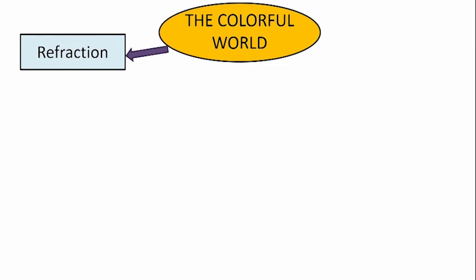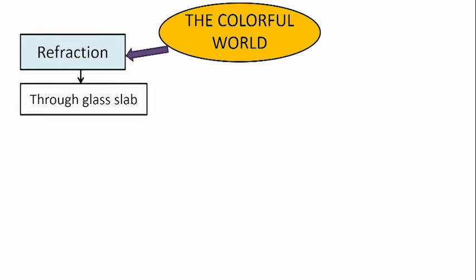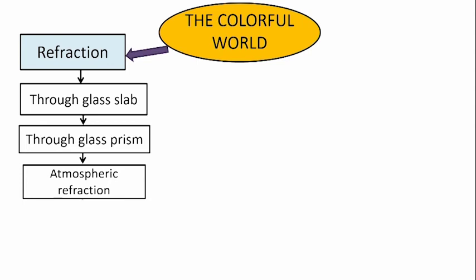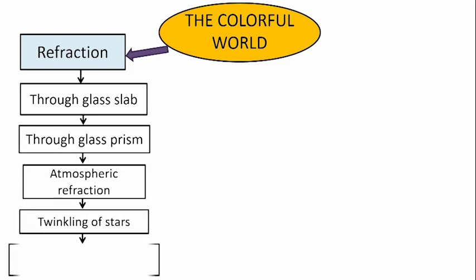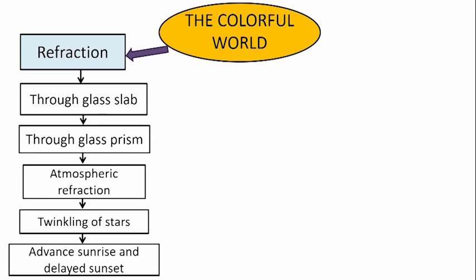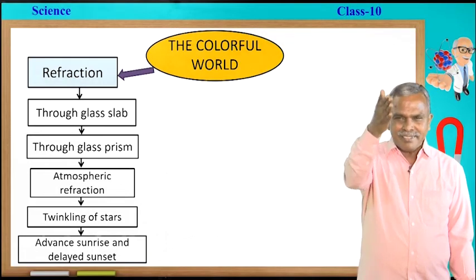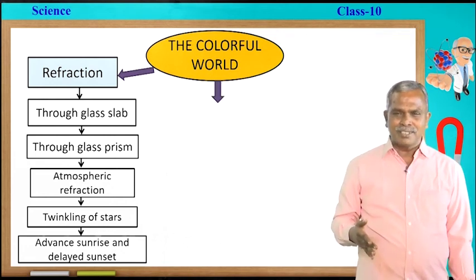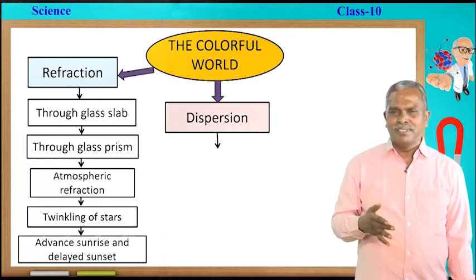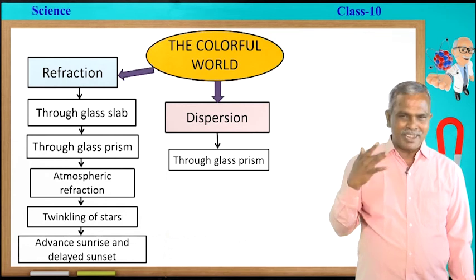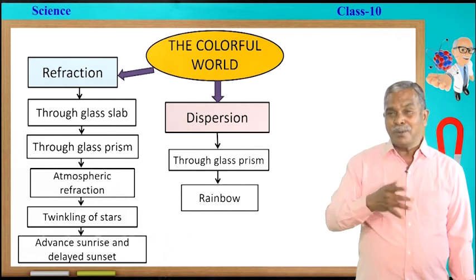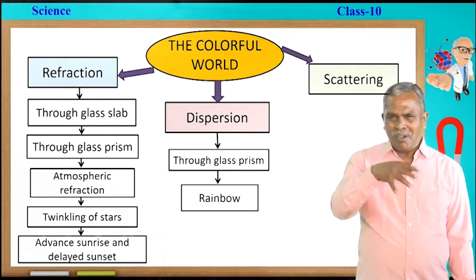Next, come to the colorful world. In the colorful world, first refraction. Refraction through the glass slab, refraction through the glass prism, and atmospheric refraction, then naturally twinkling of the stars, then finally advanced sunrise and delayed sunset. So, in order, all these happenings are going to happen because of the refraction of the light. Next, dispersion. So, how is the dispersion going to happen? Through the glass prism, and what is the spectrum of the light? Then rainbow, how is rainbow going to happen? Like that, all the things you are going to recall.